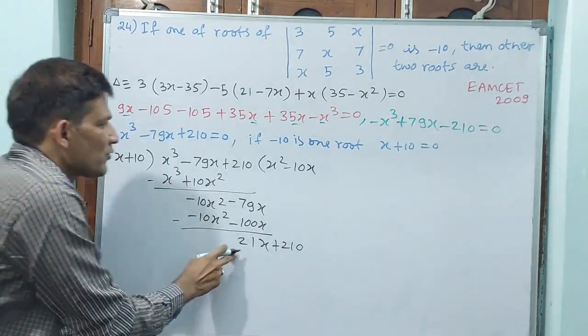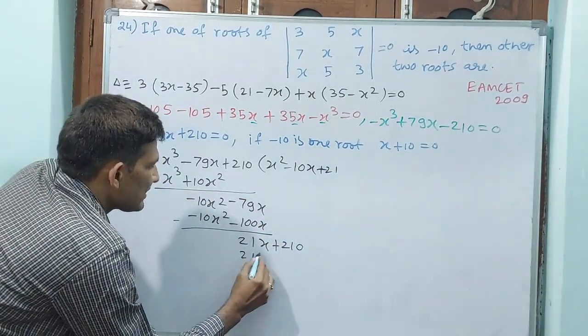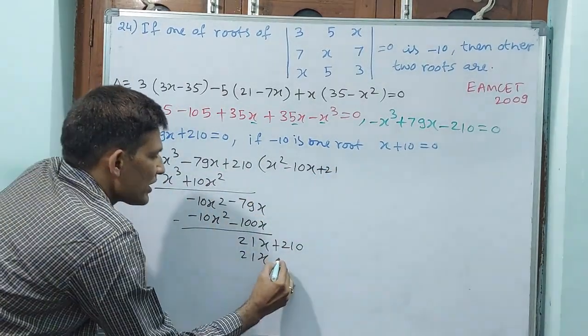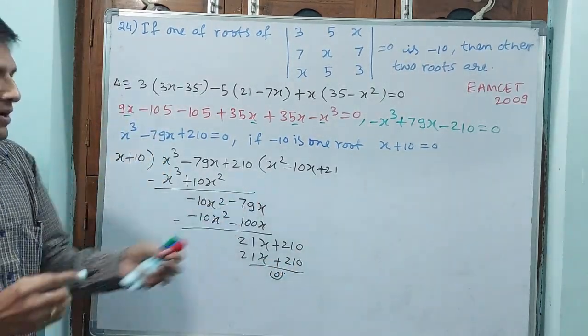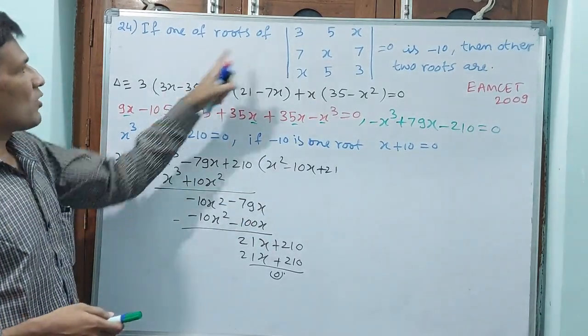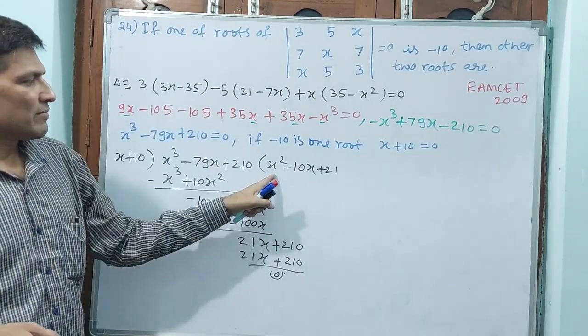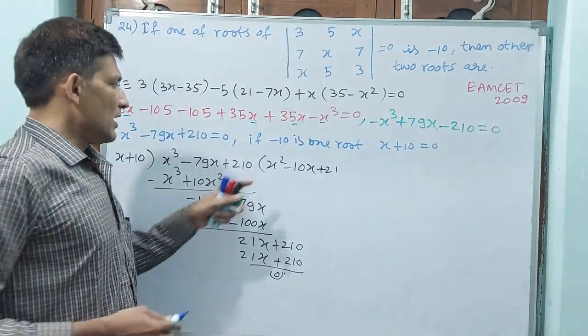Why? Because x is there. 21 you write, plus 21. Then 21 into x, 21x, 21 into 10, 210, and the remainder is 0. That means your quadratic equation for the remaining two roots is this one. One root they have given, minus 10; the remaining two roots will come if you solve this equation. This is very easy, quadratic equation solving. Okay, let me solve this.